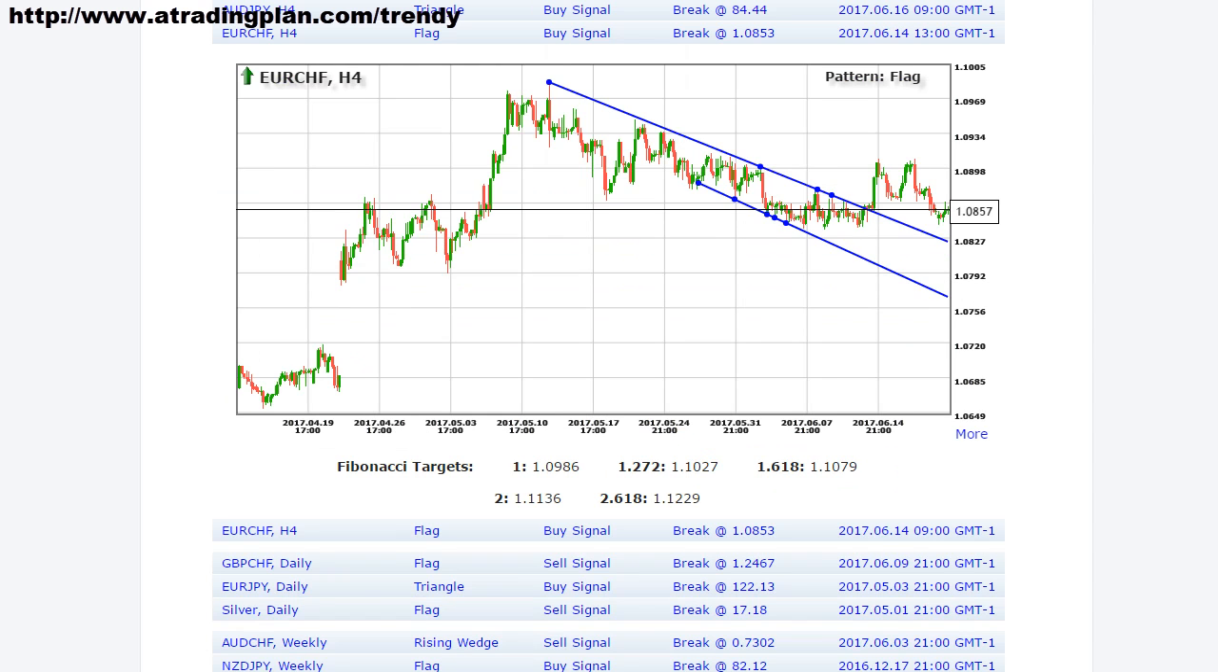All right, one more. Euro CHF. It was a break at 108.53 in this area here. It gets up, double top, 0907. Doesn't really get anything, does it? But still, chart trading. What do you see here?